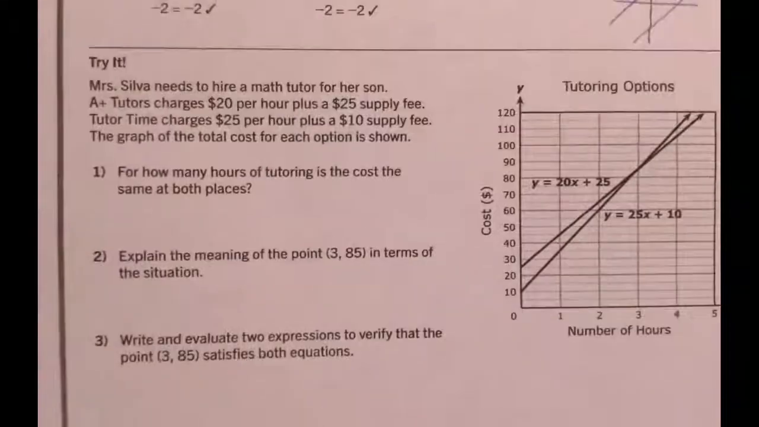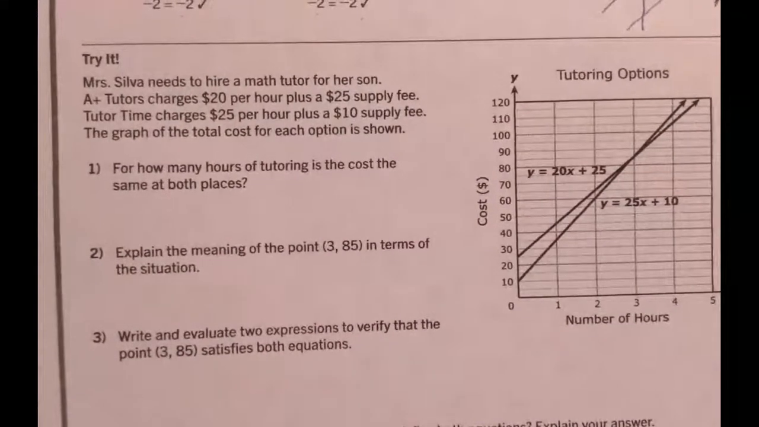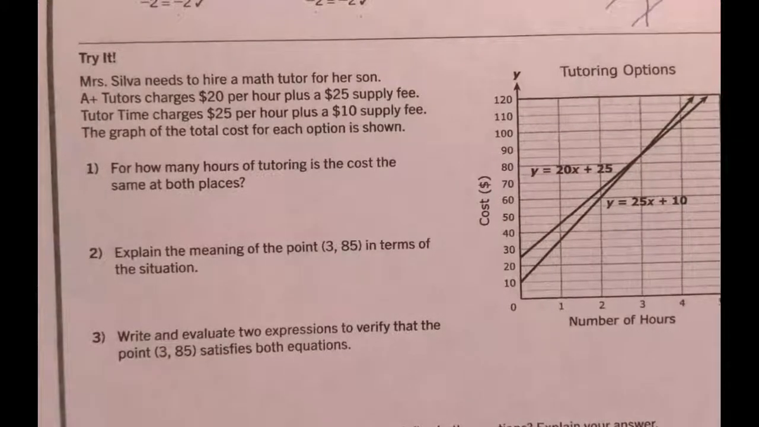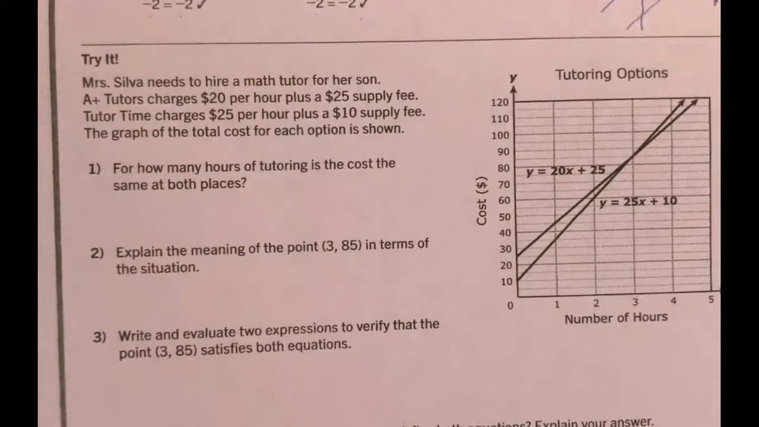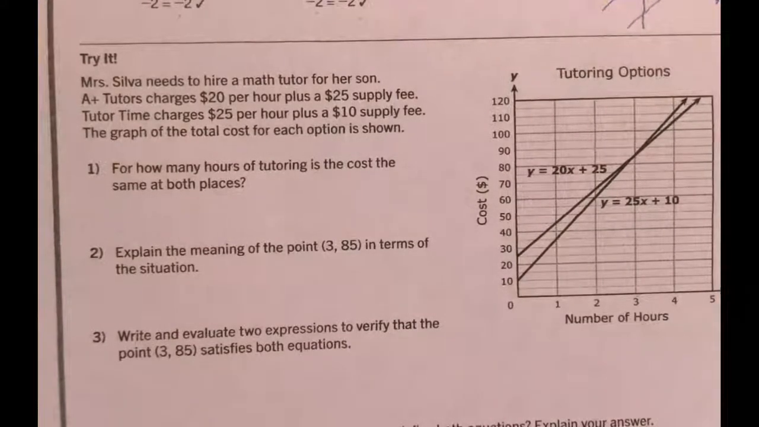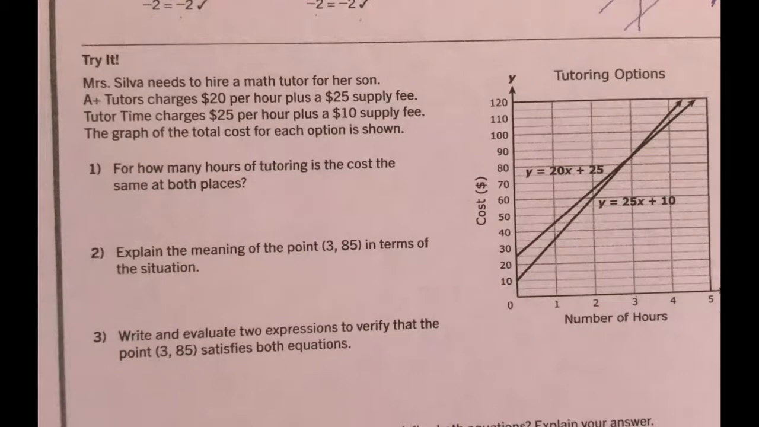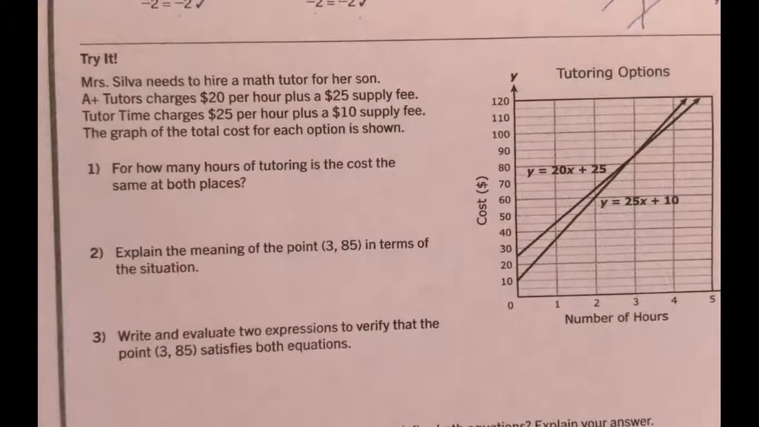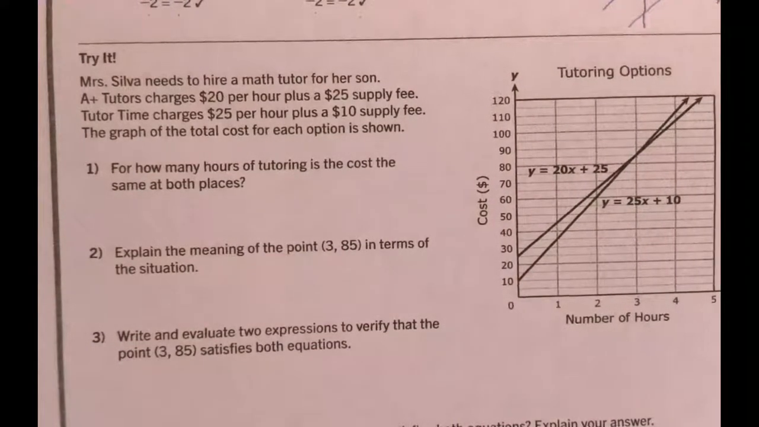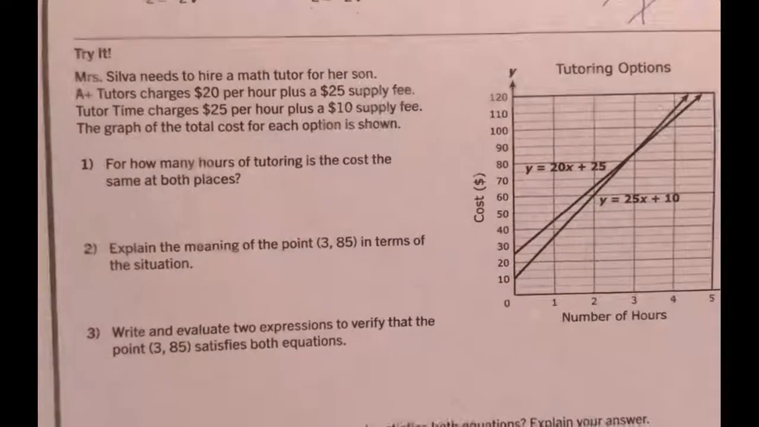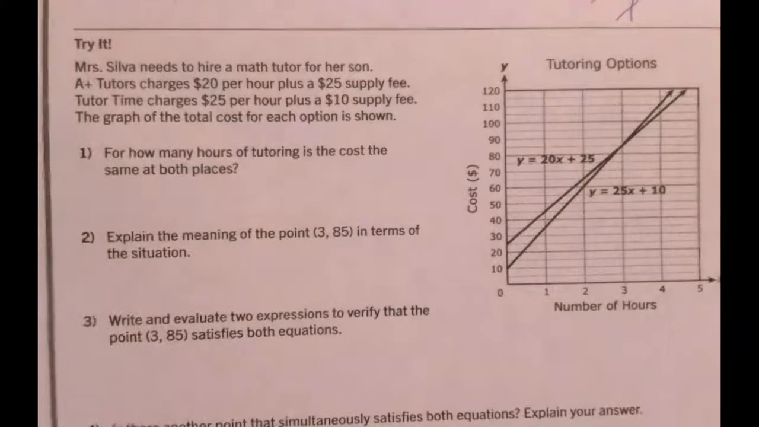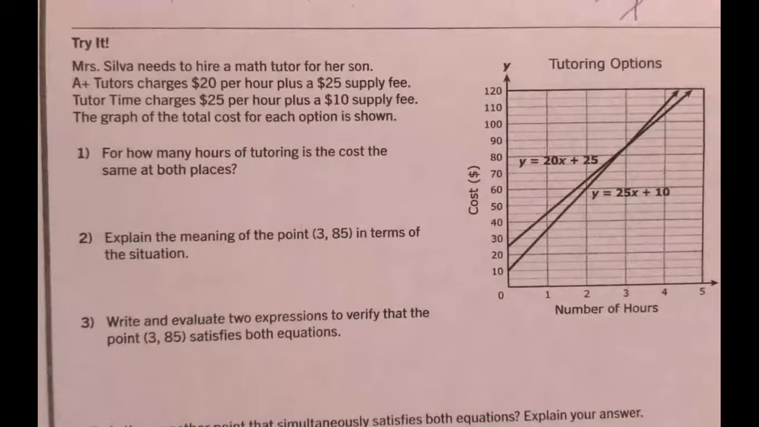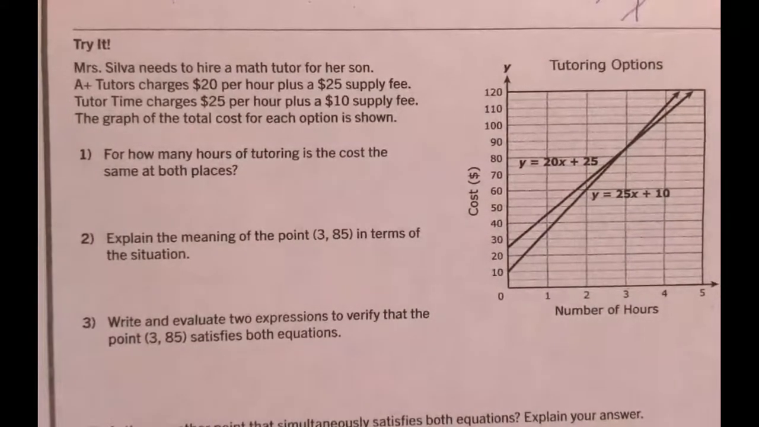Now let's go ahead and try it. Miss Sylvia needs to hire a math tutor for her son. A plus tutors charge $20 per hour plus a $25 supply fee. The tutor time charges $25 per hour plus a $10 supply fee. The graph of the total cost for each option is shown. So that's what we're using, a graph. When we look at the graph, let's answer the first question. At how many hours of tutoring is the cost the same for both places?